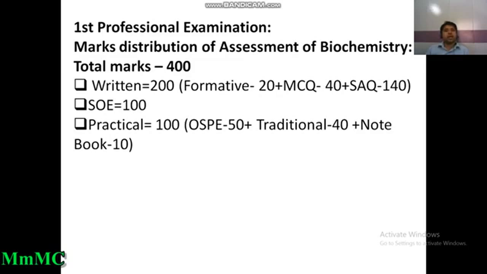Essential dietary components, total calorie calculation. This is very, very important for the written exam. In written, the question comes in this way: write about the total calorie calculation of a medical student. This is a very important question.